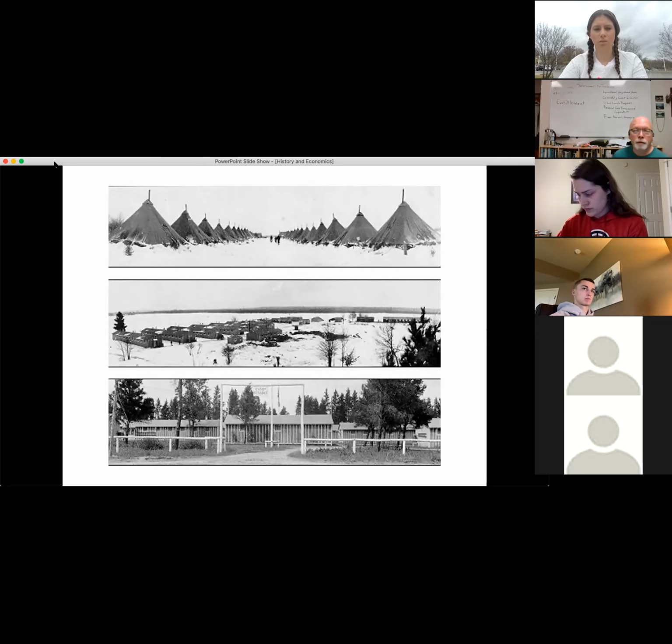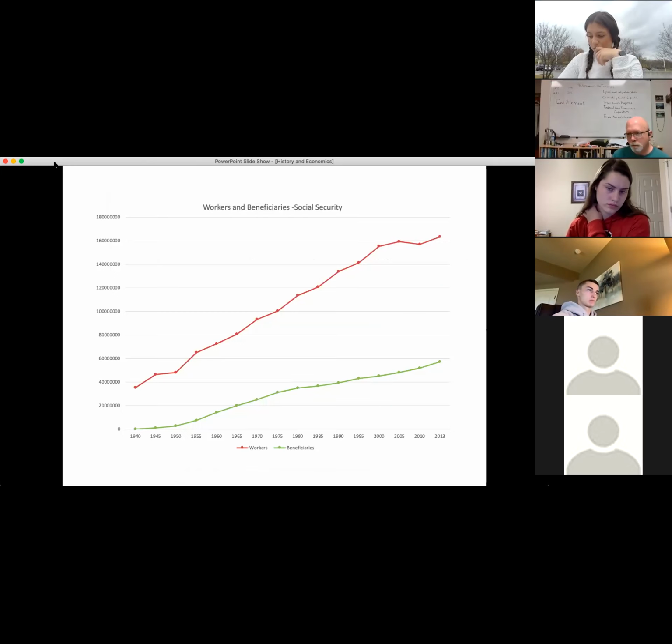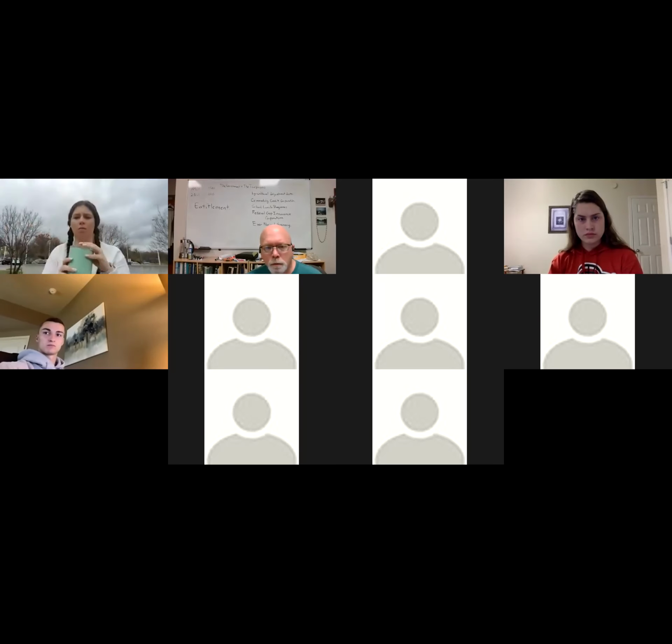Why is Social Security having a solvency issue? More people are being born. Actually, it's not that more people are being born. This is a graph that shows the number of workers on the red line versus the number of beneficiaries on the green line. What's happening to these two lines? Can't see the graph. Oh, you can't see the graph, really? Are they starting to, workers are starting to get a bigger gap on?